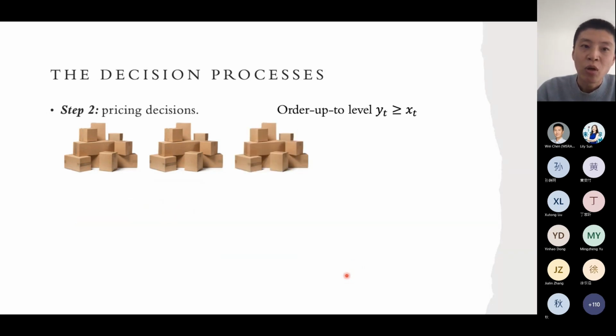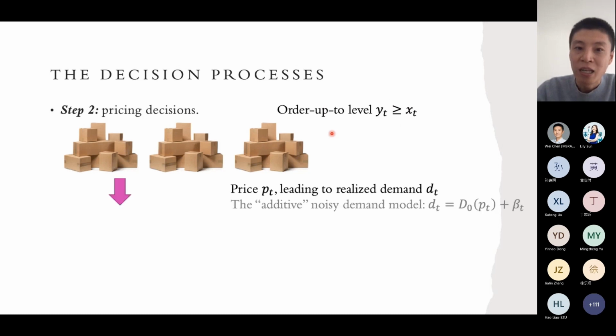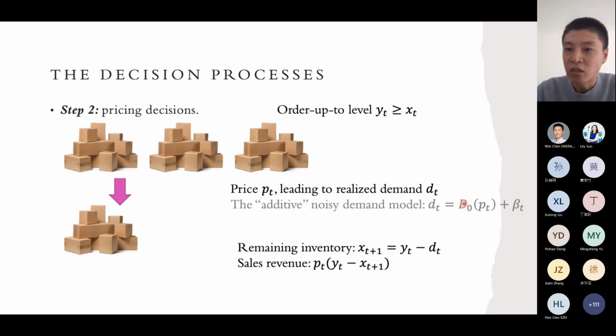And now in the second step, we are also going to make the pricing decisions, as we said that we are going to consider both inventory and pricing in this single problem. Recall that we already made our order-up-to level decision yt, and now the pricing decision pt would lead to the realized demand dt. This d0 as a function of pt would be the expected demand given the price pt, and the realized demand dt would be this expectation plus a centered noise beta t.